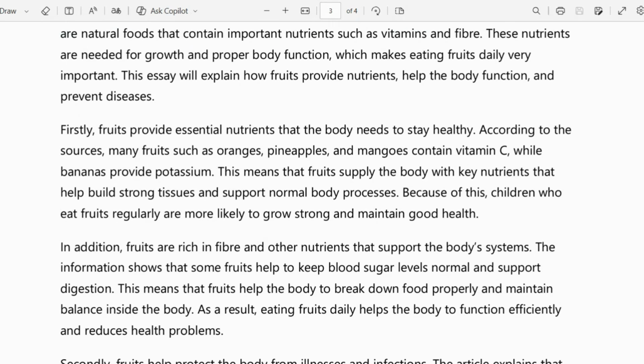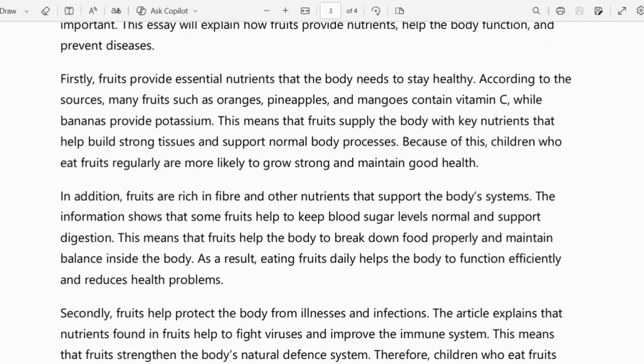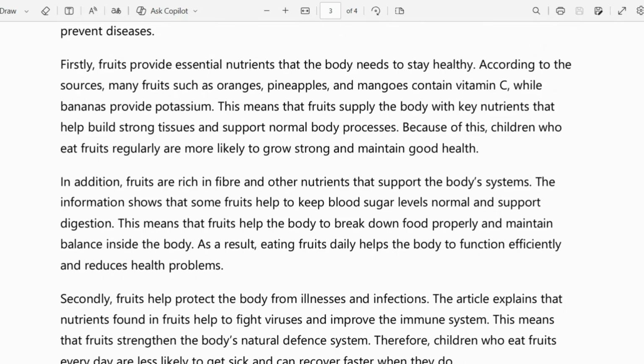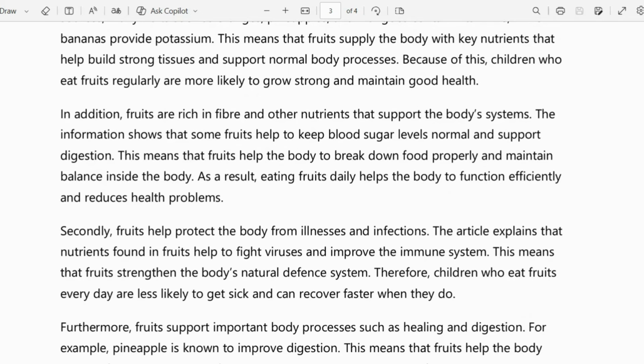Firstly, fruits provide essential nutrients that the body needs to stay healthy. According to the sources, many fruits such as oranges, pineapples, and mangoes contain vitamin C, while bananas provide potassium. This means that fruits supply the body with key nutrients that help build strong tissues and support normal body processes. Because of this, children who eat fruits regularly are more likely to grow strong and maintain good health.